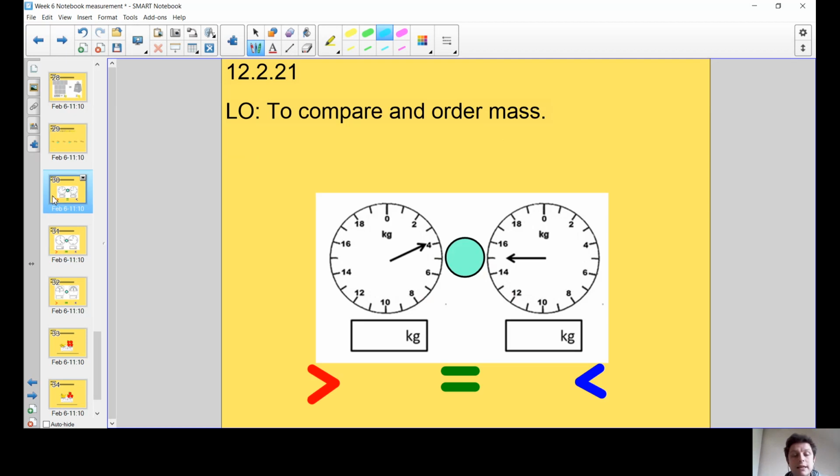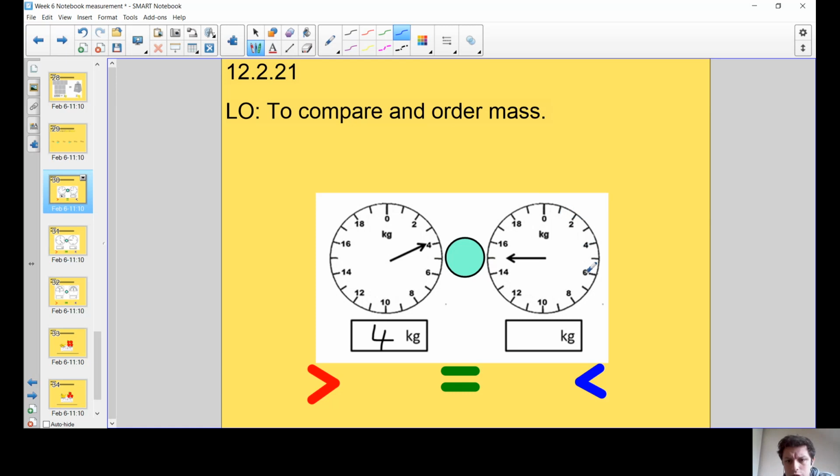Let's have a look at some scales then. As I said, we are comparing, which means we're going to be using more than, equal to, or less than. When we look at these scales, first of all, we need to make sure we can read them. We're working in kilograms, that's important to know. This arrow is pointing to the 4, so on this side we have 4 kilograms. Now on this side, the arrow is pointing to nothing. There's no number there, so I've got to figure out what this scale is doing.